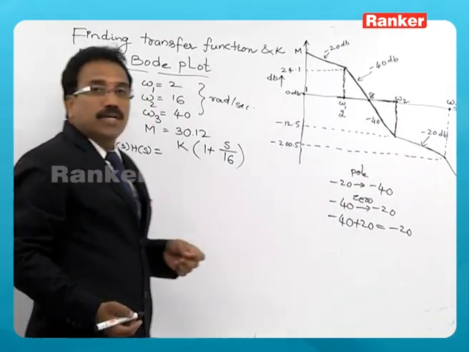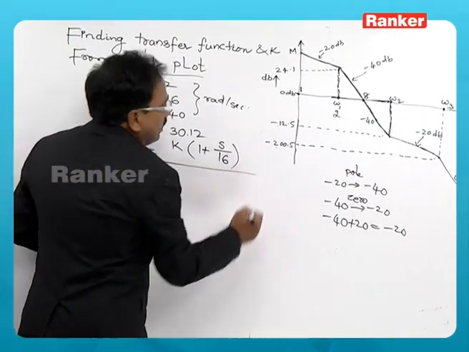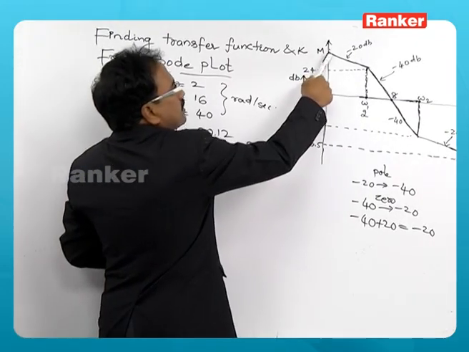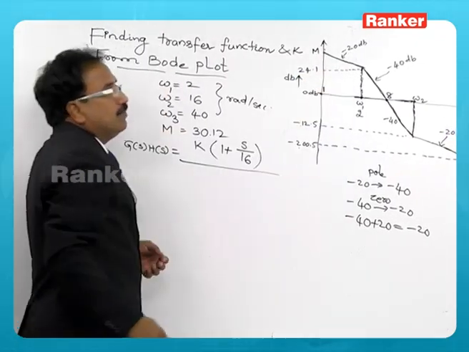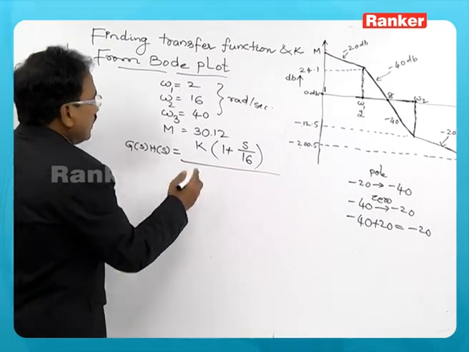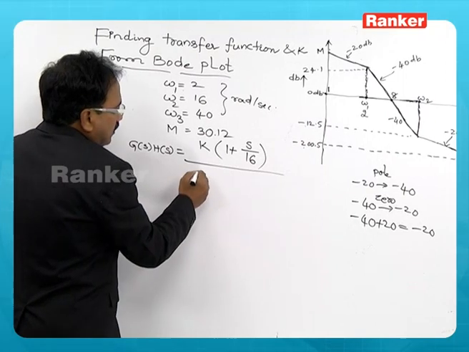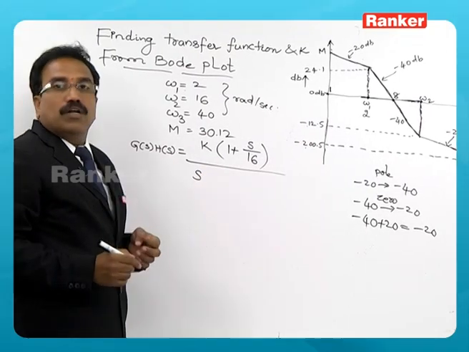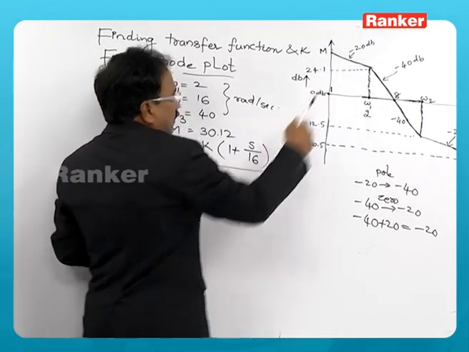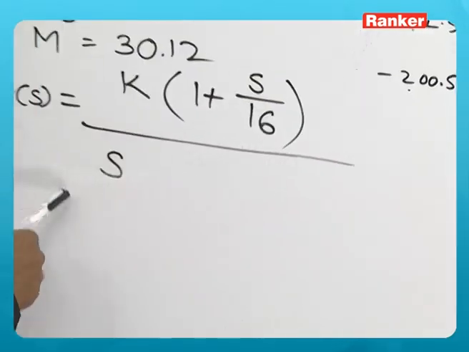So, the slope has become minus 20. Now, in the denominator, it is very easy: the slope begins at this point with minus 20 dB. So, no corner frequency for the first point. So, I can say that it is minus 20 dB. So, it is only one pole at origin. If this is minus 40, then I should have written s square here.